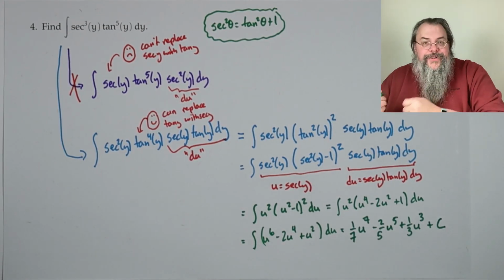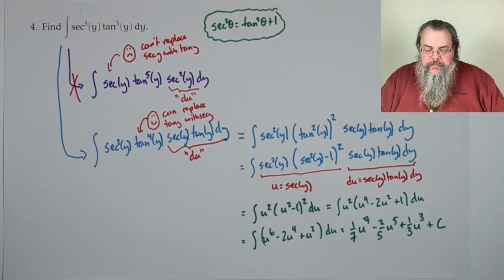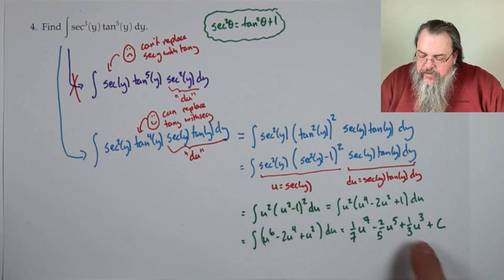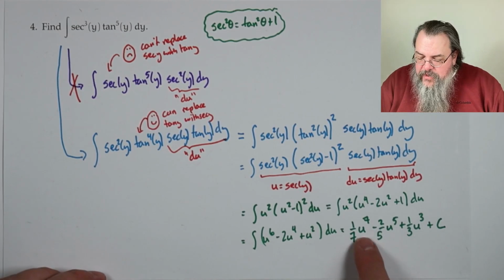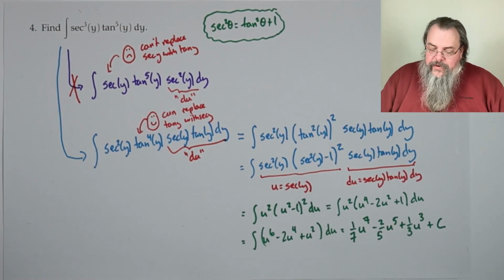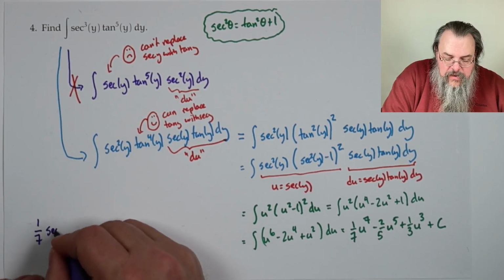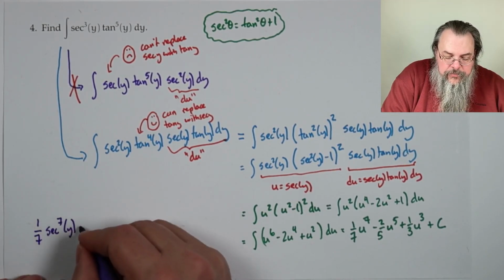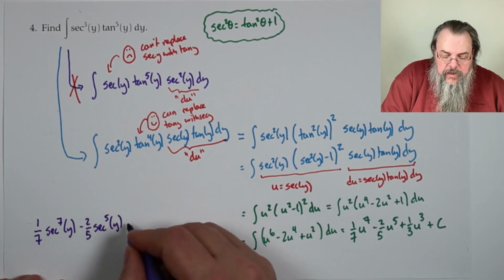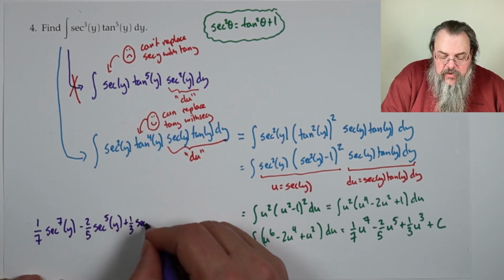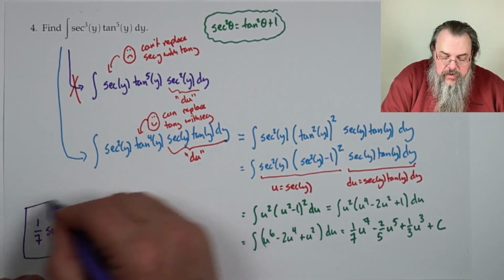No. We introduced u, so we have to go back to y. We say, okay, well, that's no problem. We know what u is. U is secant of y. And we say, okay, so now everywhere you see a u, put a secant. So our real answer, we'll put it over here: 1/7 secant to the 7th of y minus 2/5 secant to the 5th of y plus 1/3 secant cubed of y plus c. And there we go.